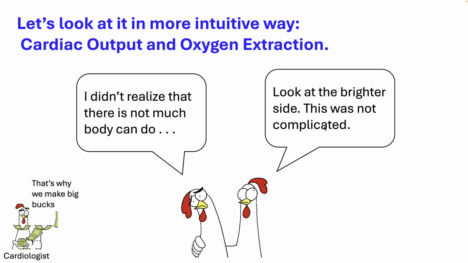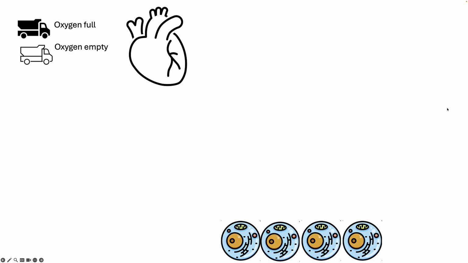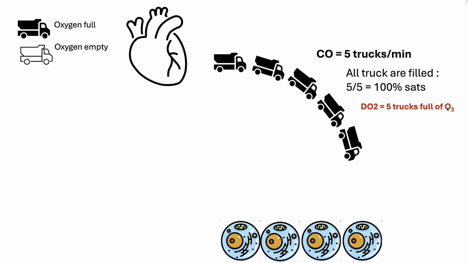So let's look at this in a more intuitive way. Let's take an analogy. Say your heart is pumping 5 trucks every minute. Your cardiac output is therefore 5 trucks, and since these trucks are filled with oxygen with 100% sats, your DO₂ is equivalent to 5 trucks full of 100% oxygen.